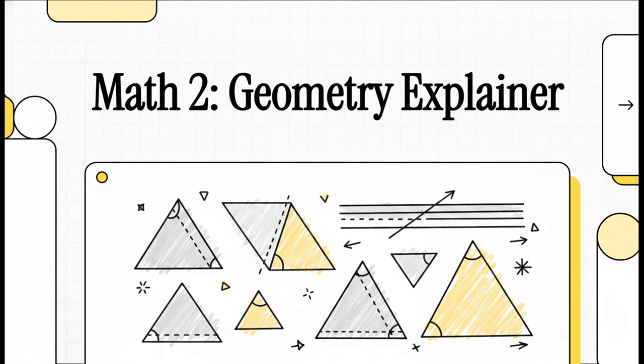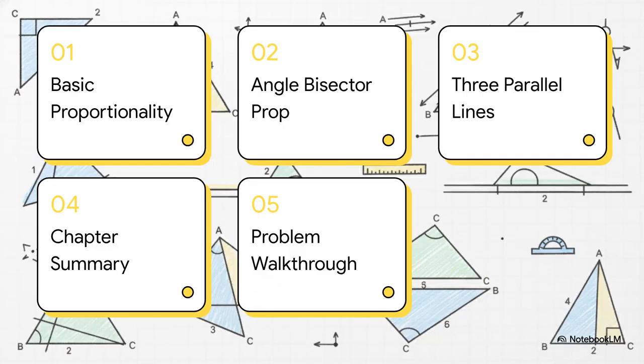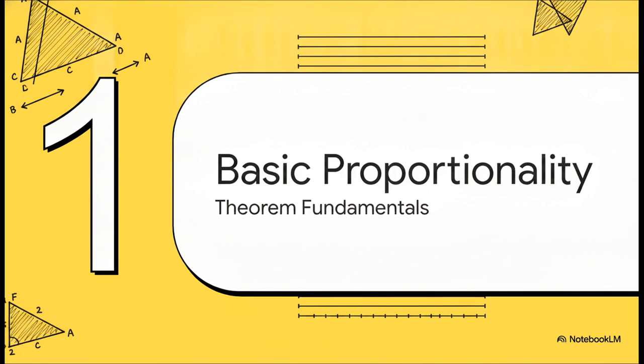Hello, students, and a very warm welcome to today's explainer session. Today, we're going to build our mathematical toolkit step by step. We'll start with some core concepts: the basic proportionality theorem, the angle bisector property, and 3 parallel lines. Then we'll wrap it all up with a quick summary and tackle a practice problem together. All right, let's dive into part 1.